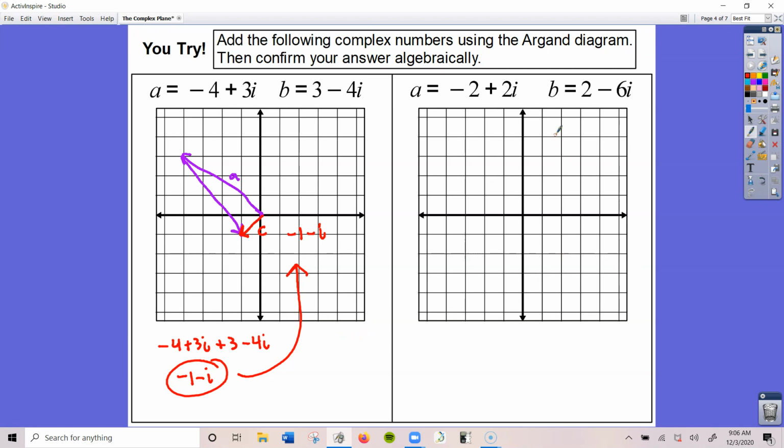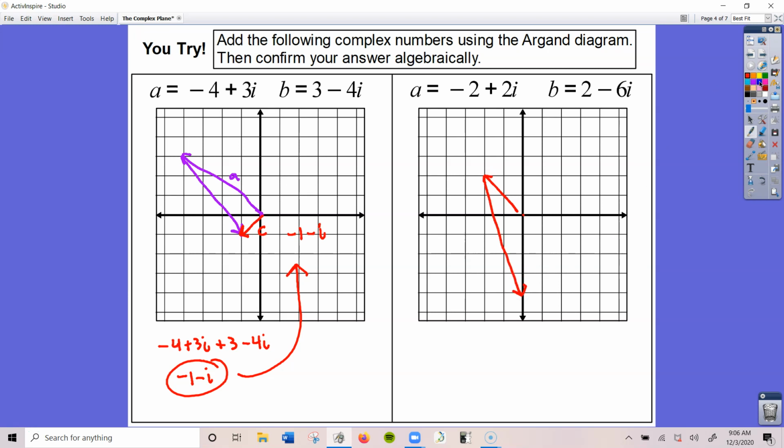Let's try that one more time. We have A is at -2 plus 2i. So I'm going to start from the origin, go to the left 2 and up 2. So this is A. B is going to go to the right 2 and down 6. So right here.